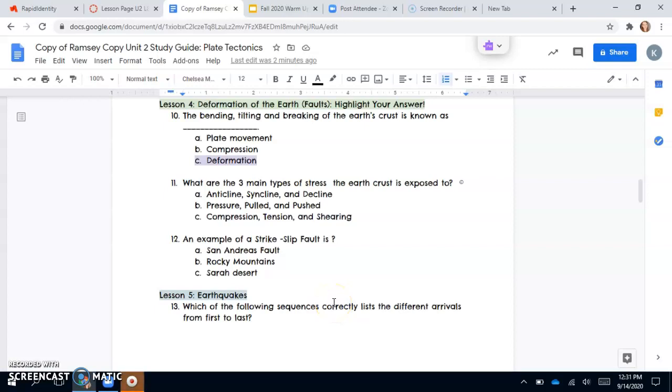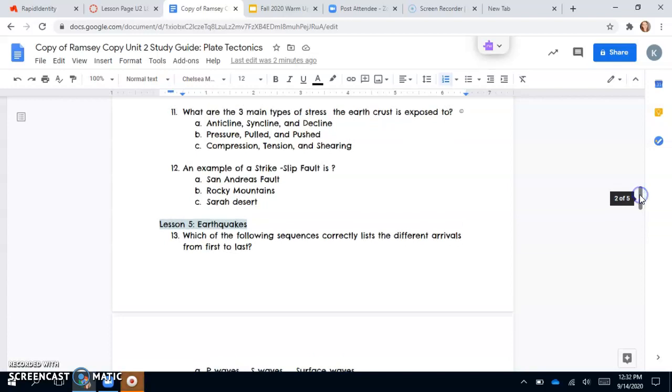Guys, let's pick up where we left off with question 11. So we're going to continue with our review. It says, what are the three main types of stress that the Earth's crust is exposed to? So we've got anticline, syncline, and decline.